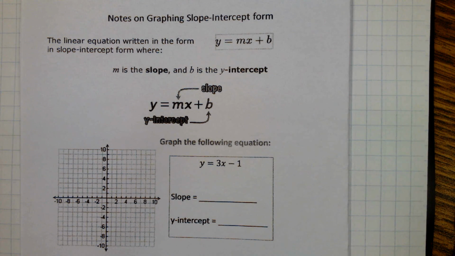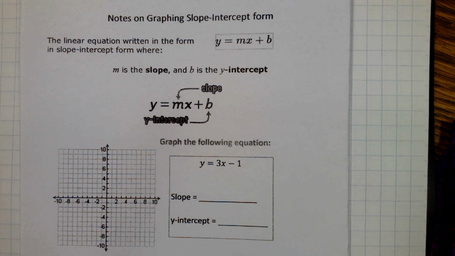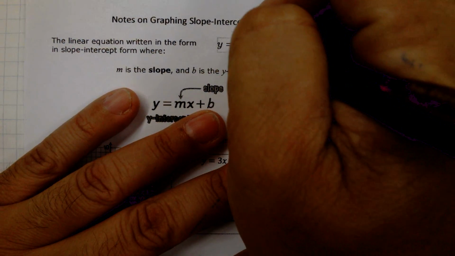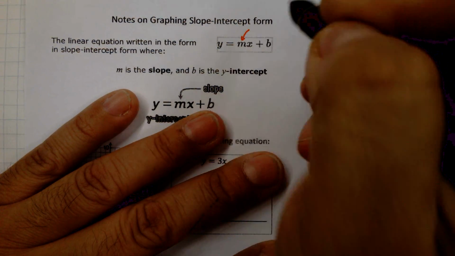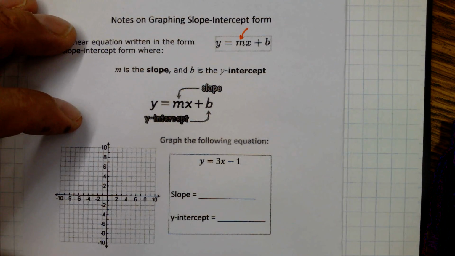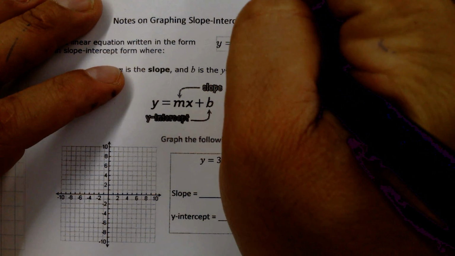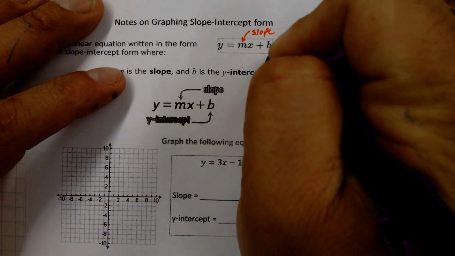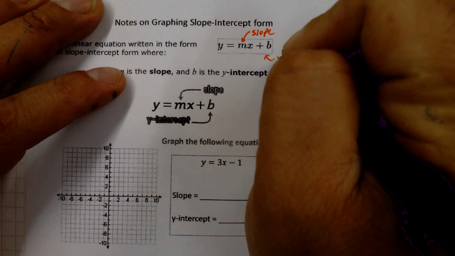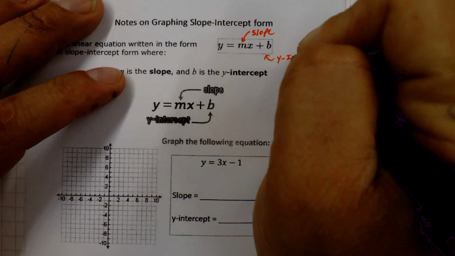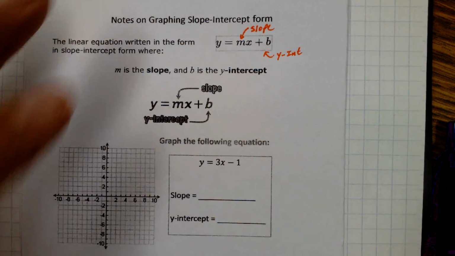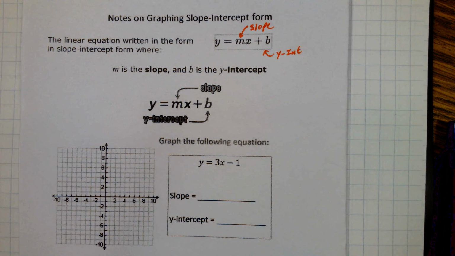So when we have a linear equation written in slope-intercept form, let's just review a little bit. What do we call that number m? That is the slope. Let's label that. And this is the y-intercept. And they're useful for one other reason besides the ones we looked at yesterday, that it makes it really easy to graph.